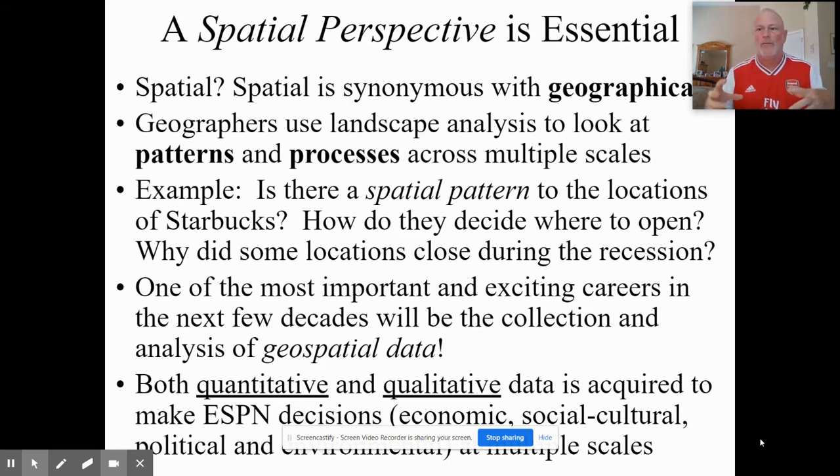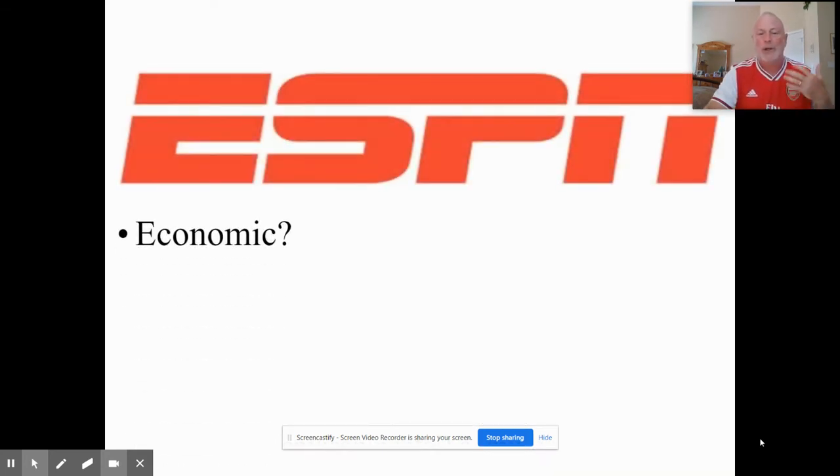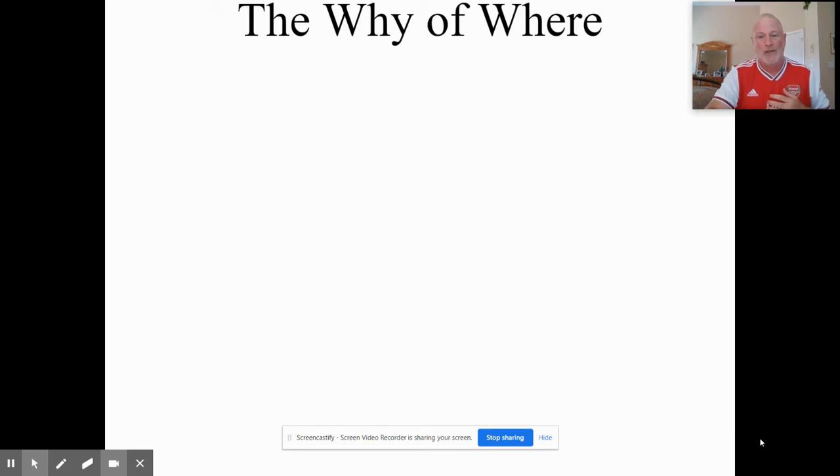And we'll talk about that in class, of course, but quantitative data is numerical, it's data driven, it's number crunching, whereas qualitative data is more about the acquisition of data that has characteristics or qualities about it. And again, when we think about processes, those processes can be economic, social, cultural, political, and environmental. You have to work with me a little bit on the environmental there, but it's ESPN, and that's going to be big in our course throughout this year.